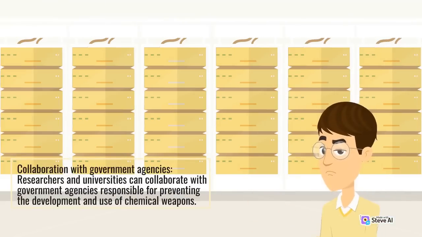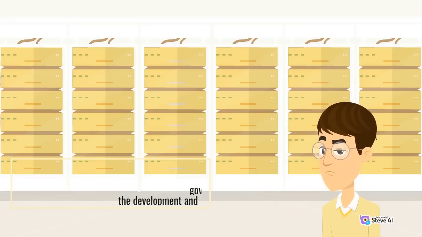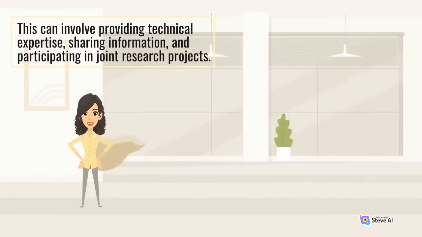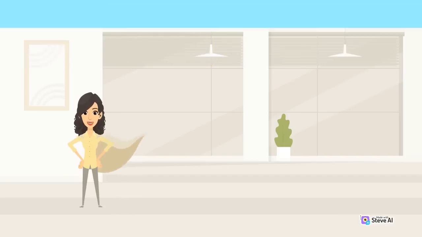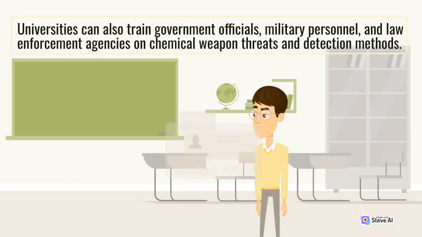Collaboration with government agencies. Researchers and universities can collaborate with government agencies responsible for preventing the development and use of chemical weapons. This can involve providing technical expertise, sharing information, and participating in joint research projects. Universities can also train government officials, military personnel, and law enforcement agencies on chemical weapon threats and detection methods.